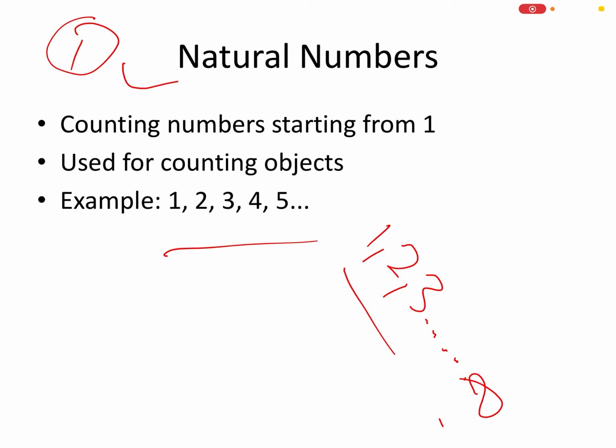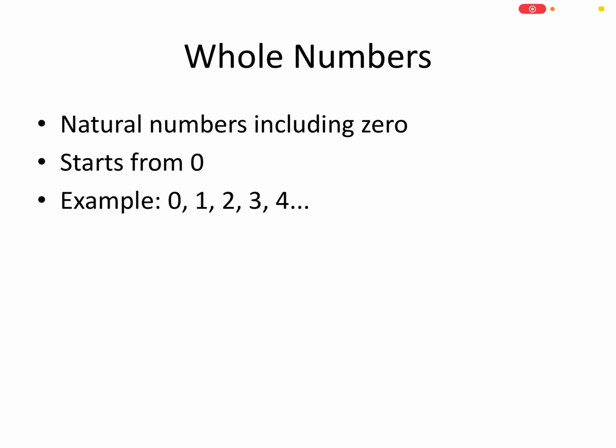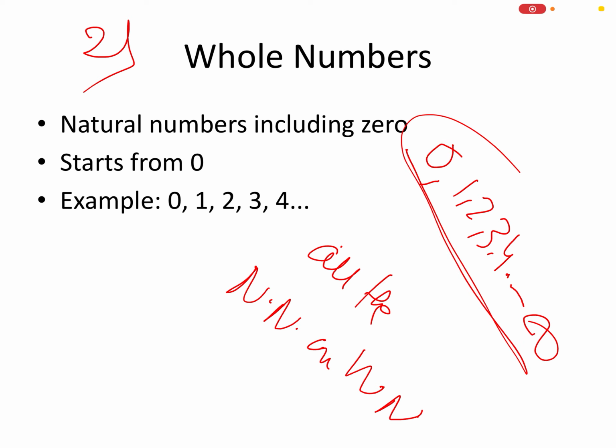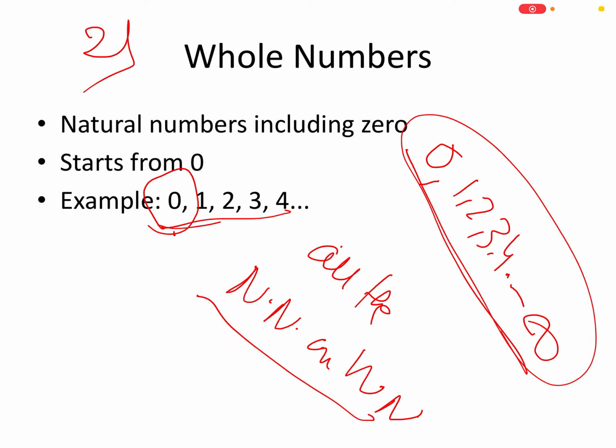Okay, so now moving further, the whole numbers, the second type of number. Whole numbers include all the natural numbers, which means all the natural numbers are whole numbers. Why is it so? Because in the series of natural numbers up to infinity, if we add 0 in this series, the complete series is known as the whole numbers. They start from 0. So we can say all the natural numbers are whole numbers, but all whole numbers are not natural numbers. We need to keep that in mind.